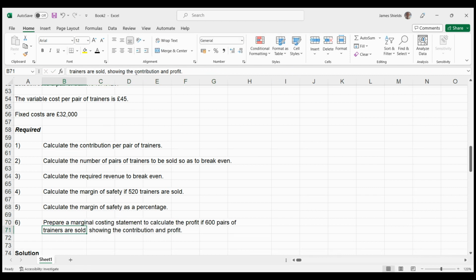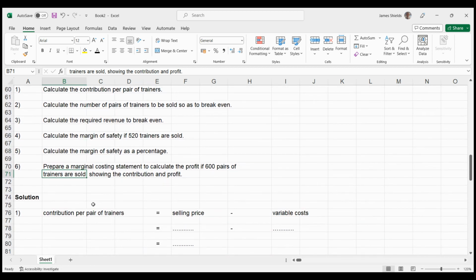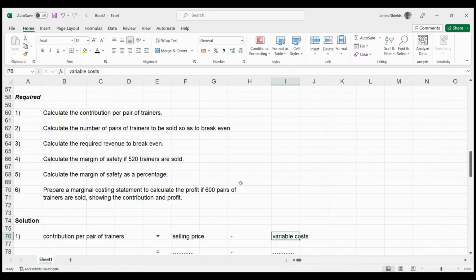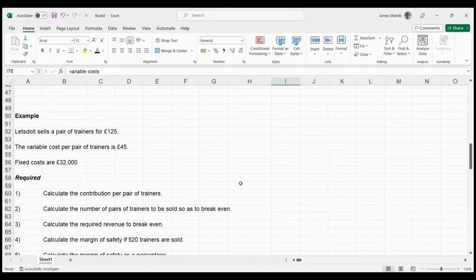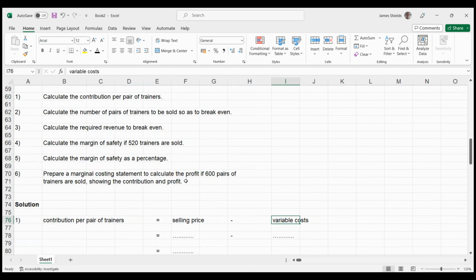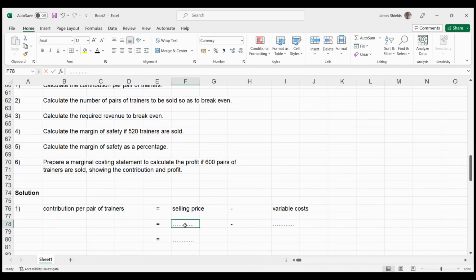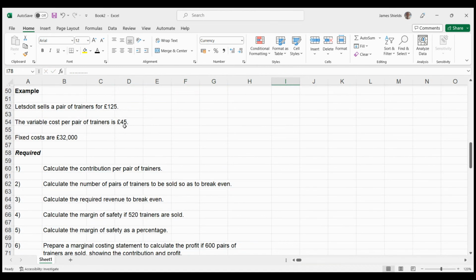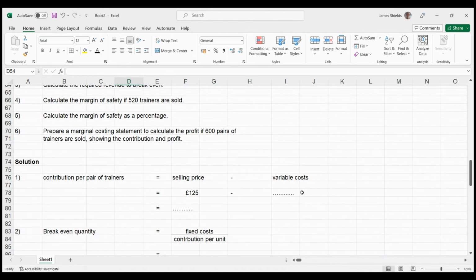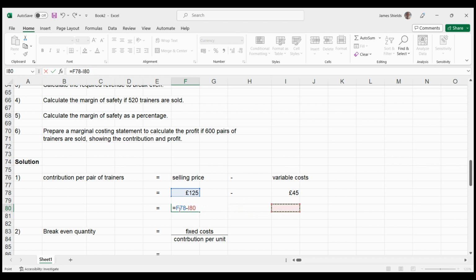Okay, right, so your solution then. Your contribution per pair of trainers is your selling price take away variable cost per unit. So back to the question. Selling price per pair of trainers is £125. The variable costs we were told are £45. So therefore, our contribution per pair of trainers is £125 take away the £45 variable costs.